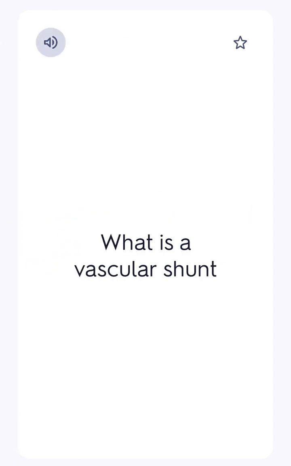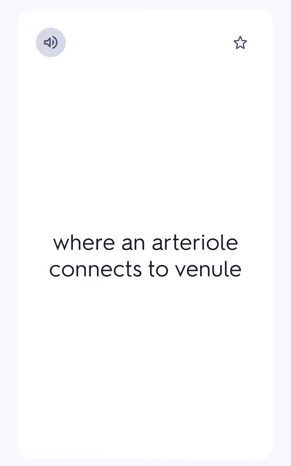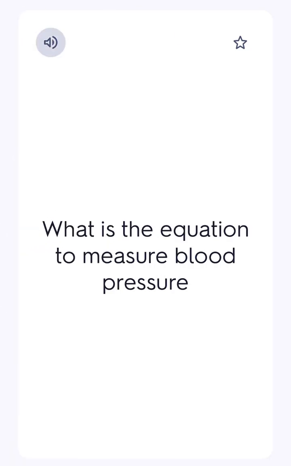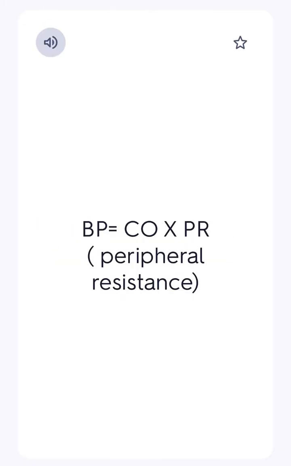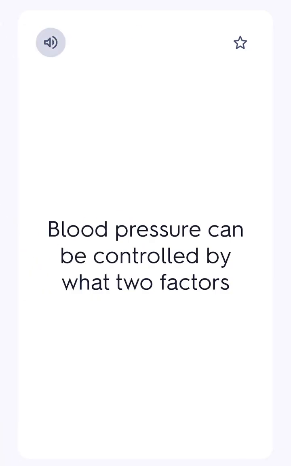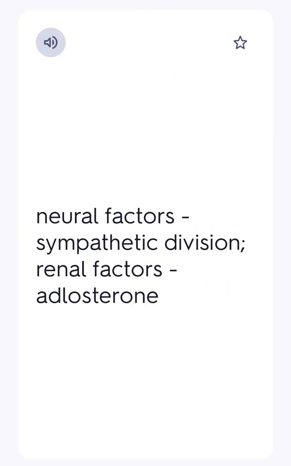What is a vascular shunt? Where an arteriole connects to a venule. What is the equation to measure blood pressure? BP equals CO x PR. Blood pressure can be controlled by what 2 factors? Neural factors, sympathetic division. Renal factors, aldosterone.